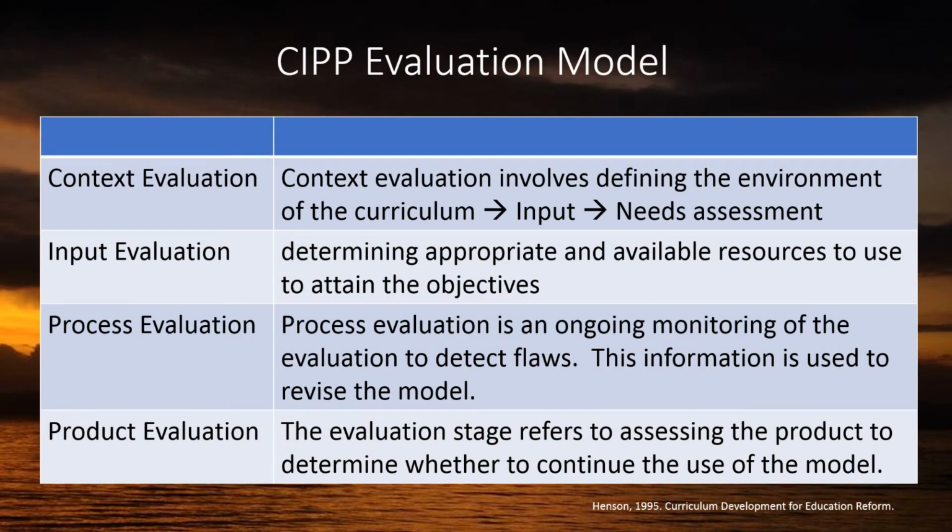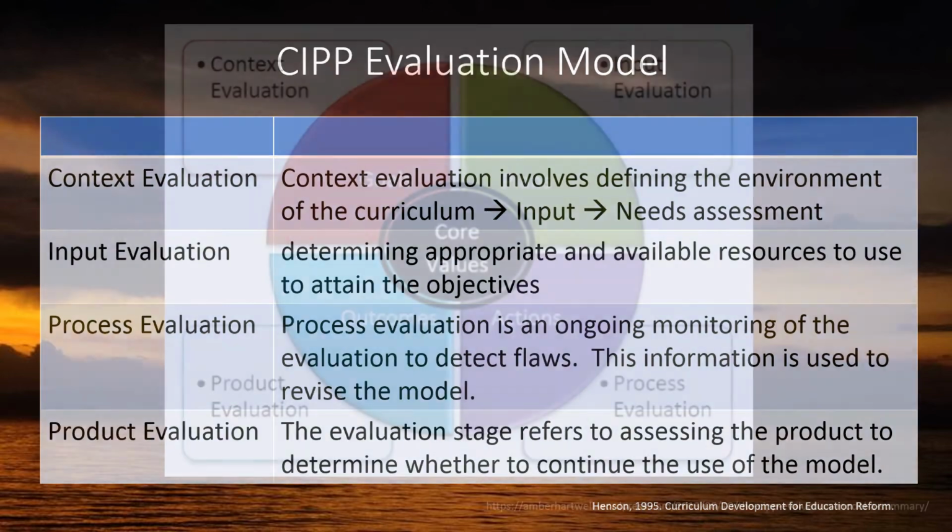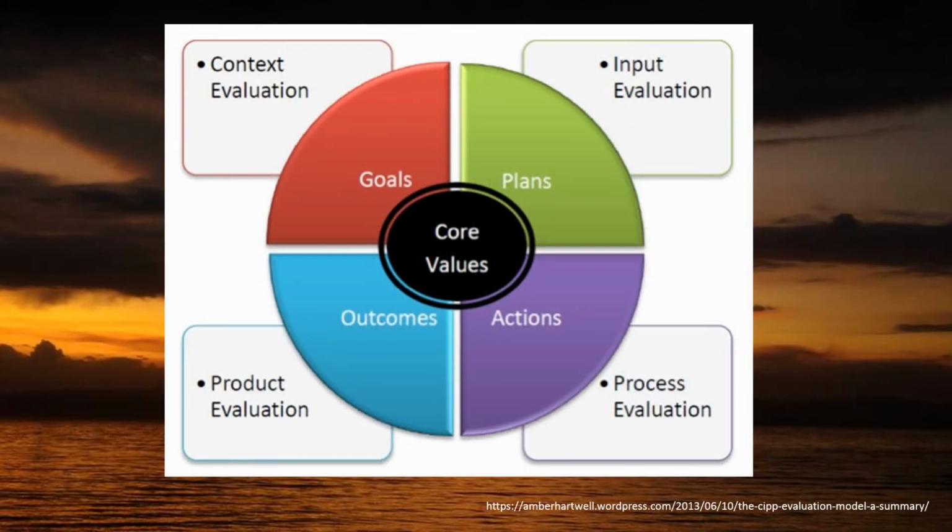Context evaluation involves defining the environment of the curriculum. It includes needs assessment. The input part of the CIPP model involves determining appropriate and available resources to use to attain the objectives. Process evaluation is an ongoing monitoring of the evaluation to detect flaws. This information is used to revise the model. The product evaluation stage refers to assessing the product to determine whether to continue the use of the model.